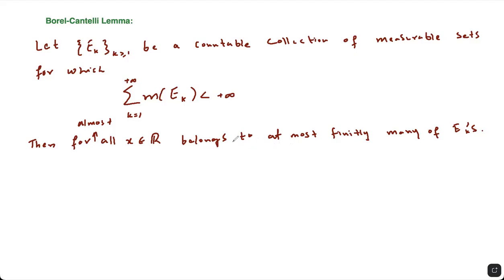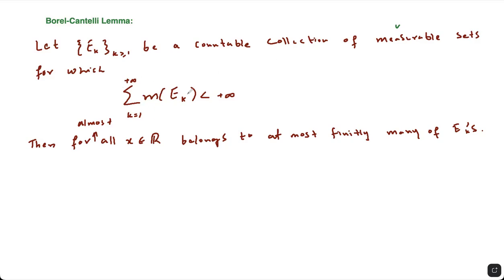So this is the Borel-Cantelli lemma. If I look at its statement, first of all, the collection of sets is a countable collection of measurable sets, not necessarily disjoint. Secondly, the sum of the measures of E_k, the sum of the measures of this sequence of sets, is less than plus infinity. So what does that mean?